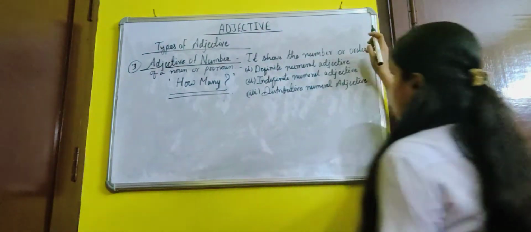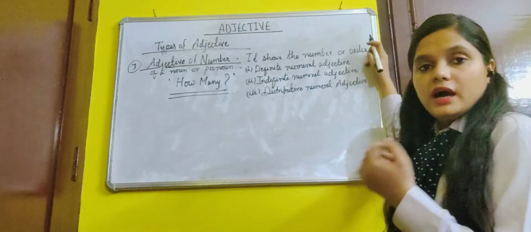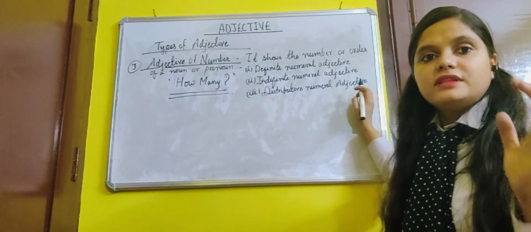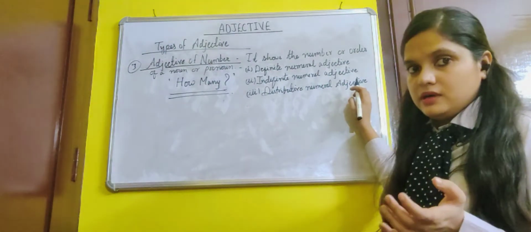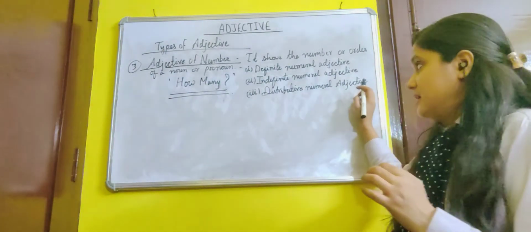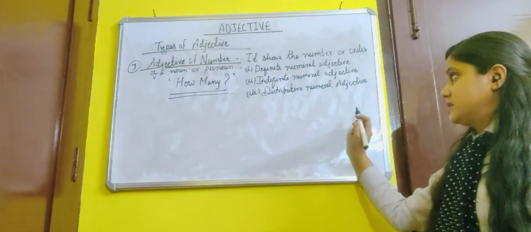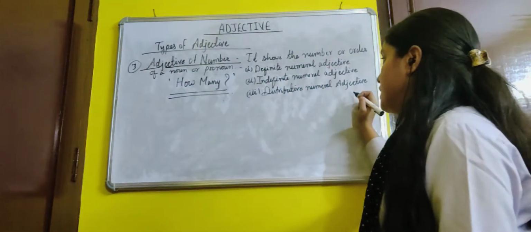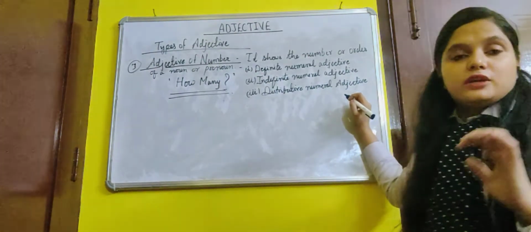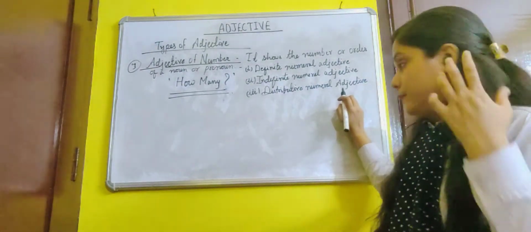Okay, so definite numeral adjectives give us the exact number or the exact order of a noun or a pronoun. Indefinite numeral adjectives can't tell us the exact number, okay? But it will give the answer of how many, but it can't give us the exact number. So it is called indefinite numeral adjective. And distributive numeral adjectives are those adjectives of number that talk about one thing or one person at a time.